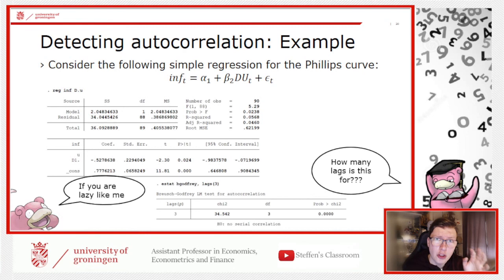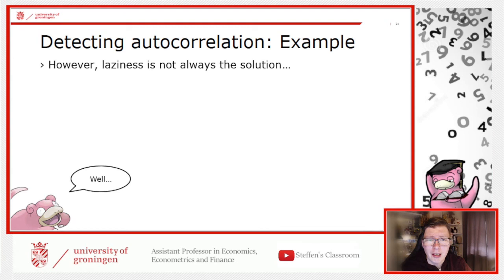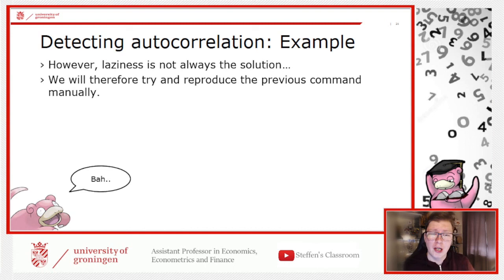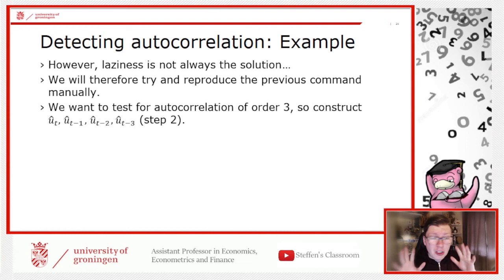But of course, I'm a little mean, so let's go in and look at the not lazy solution. Laziness is always the solution, but we'll try and do it manually this time. So, how to do it manually? We do the steps that I showed from before. We already conducted step 1, right? We made a regression, we obtained the residuals, and now we generate the lags, as in step 2. We want to test for order 3, so we generate 3 lags: u_t minus 1, u_t minus 2, and u_t minus 3.